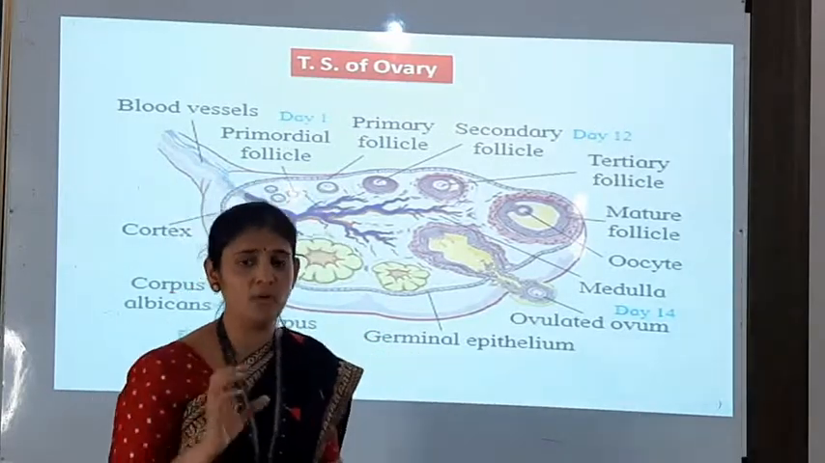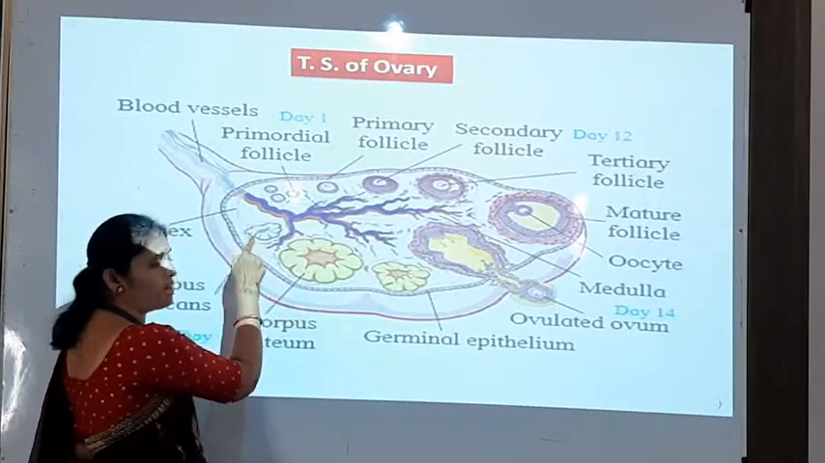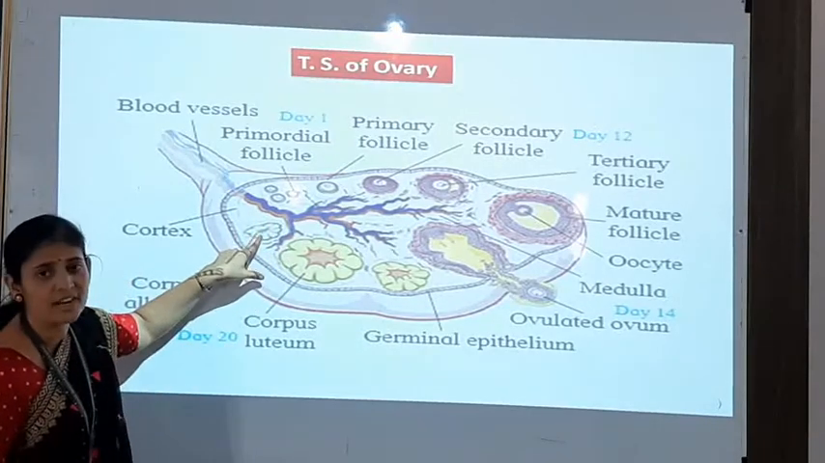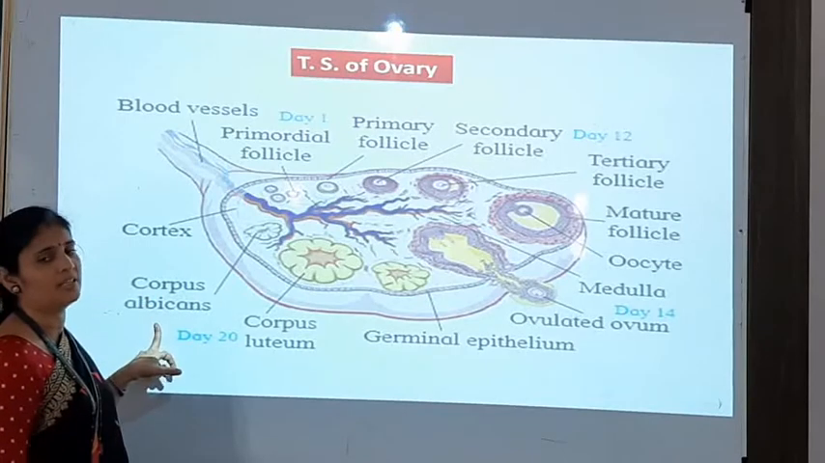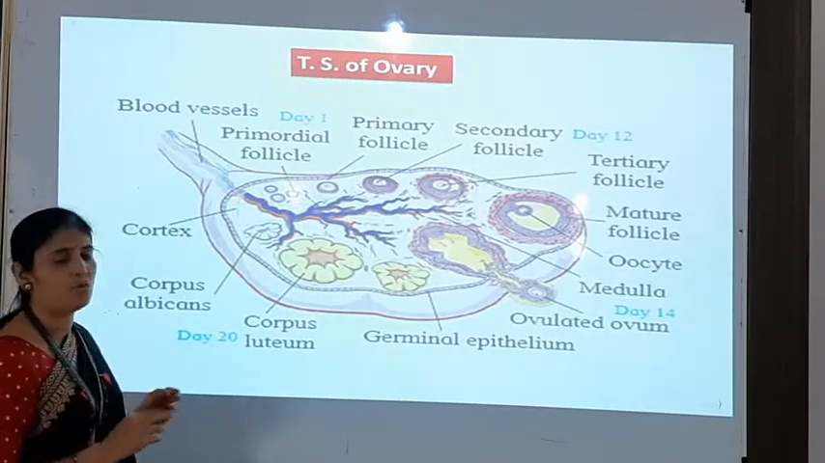at that time the corpus luteum is converted into a white scar-like structure. You can observe here a white scar-like structure, and this is called the corpus albicans. It is not secreting any hormone, it is only a scar.